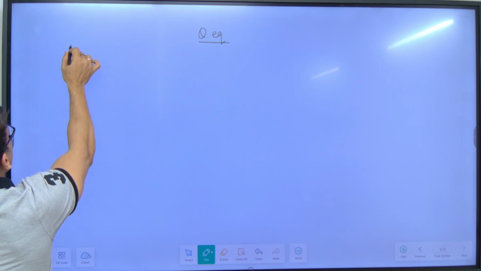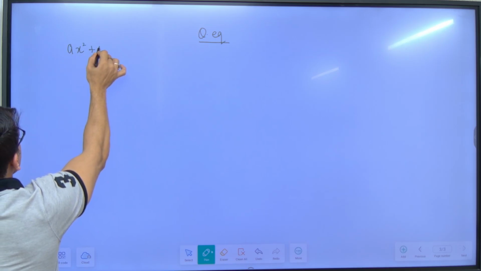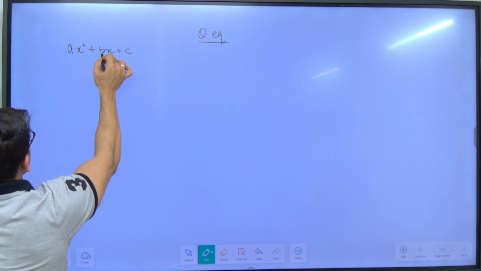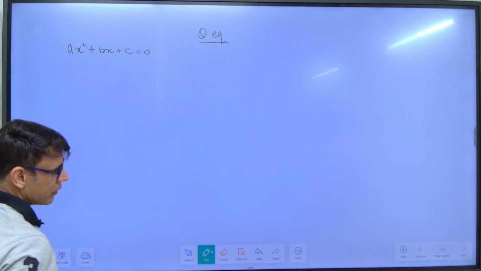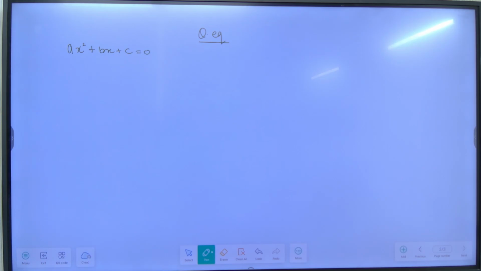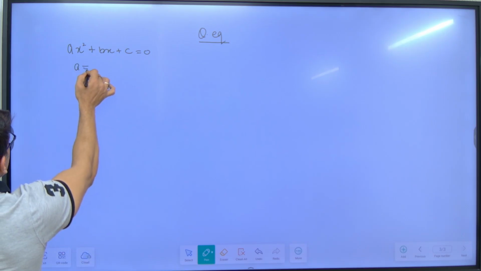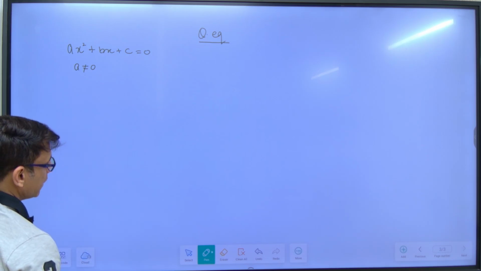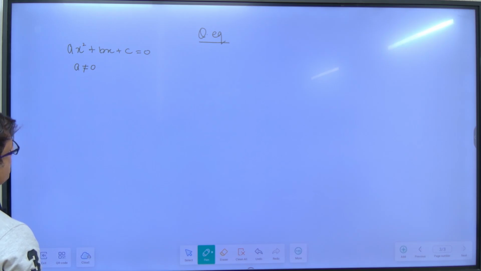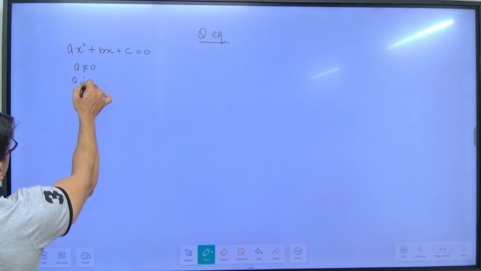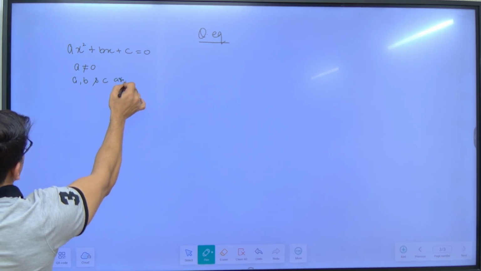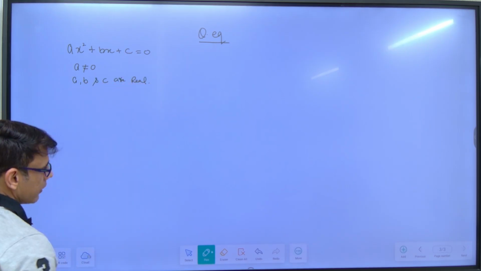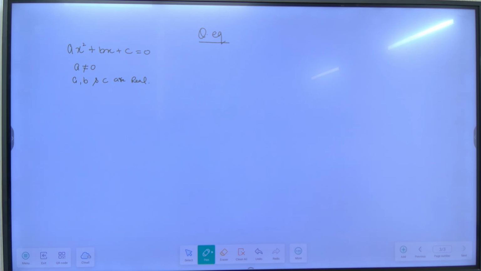Now in quadratic equation the general form is ax square plus bx plus c is equal to what? 0, right? Standard form of quadratic equation is ax square plus bx plus c is equal to 0, where a should not be equal to 0. First thing, a should not be equal to 0. And further, a, b and c are real numbers, real values we can say.